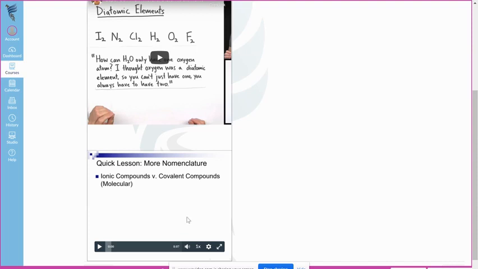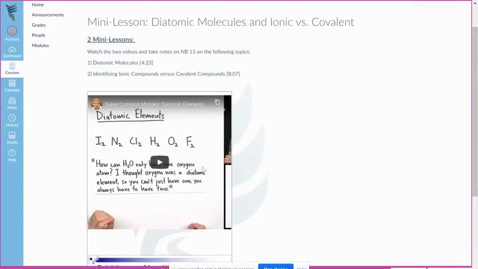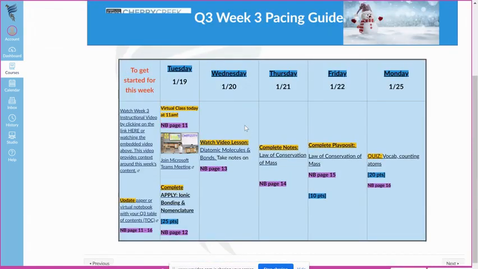So just another individual explaining ionic versus covalent. I know we've done this already, but sometimes it's nice to just see it presented in a different way and by a different author, if you will. So those 2 mini lessons are part of your information that you'll gather this week. There are no points associated with this.